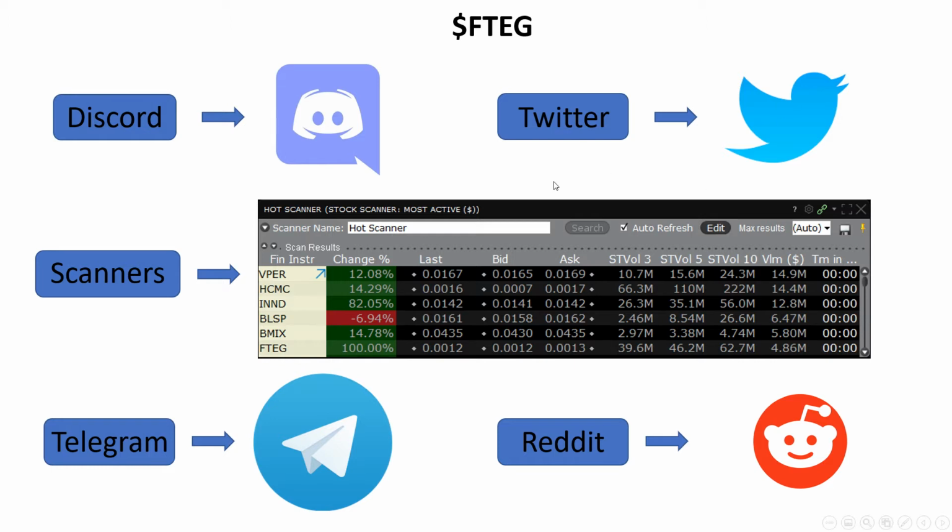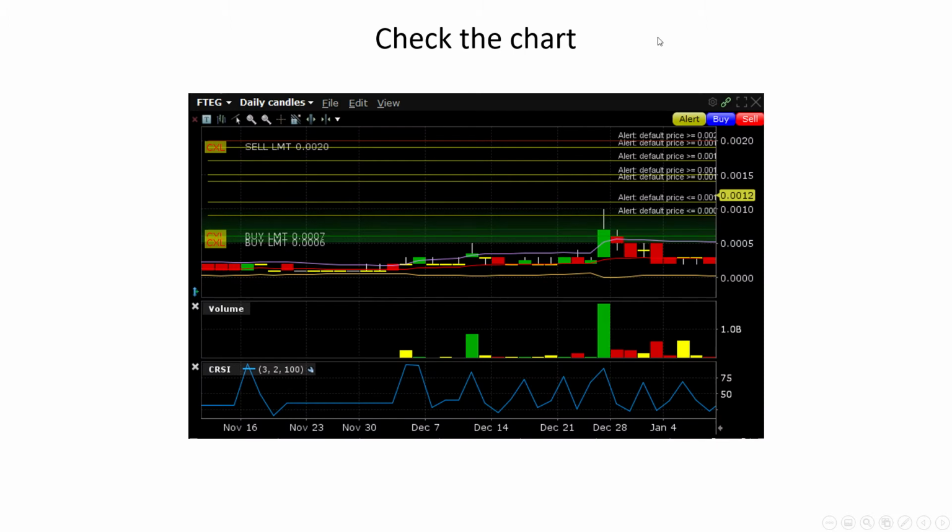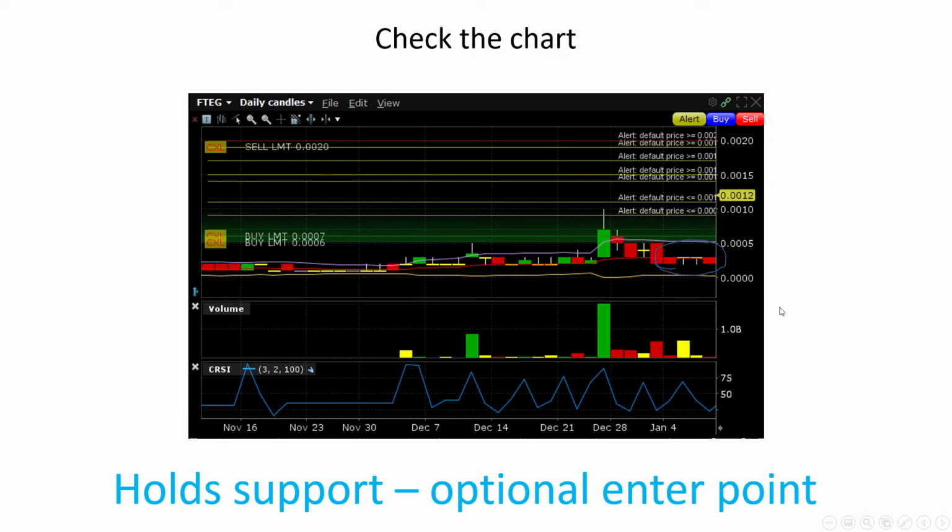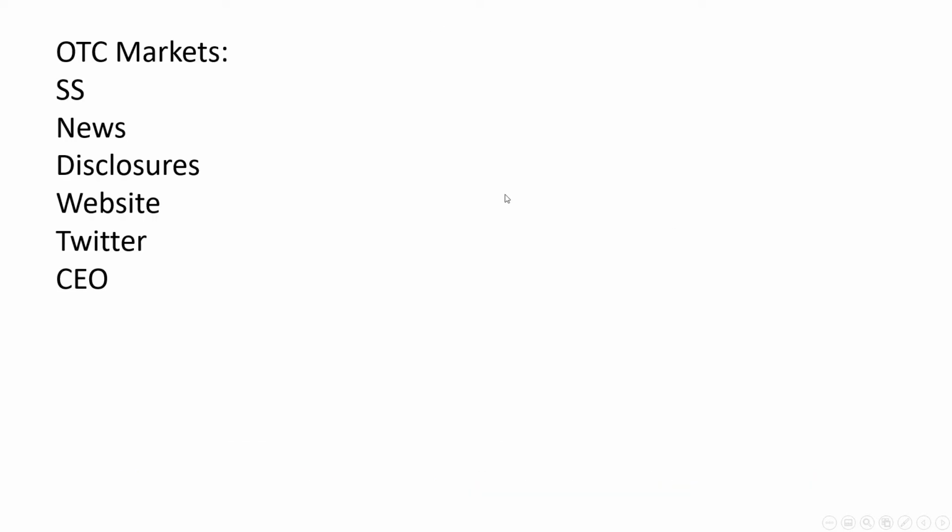Now let's dive in. First thing we want to do is check the chart. We want to see that the stock is not currently rising rapidly, because we're not going in when the stock is rising. We're going in when the stock is going down, or when it's at the absolute bottom. Here we can see that there is a support at the price of 0.0002, and this could be a potential entering point. So let's continue the DD.